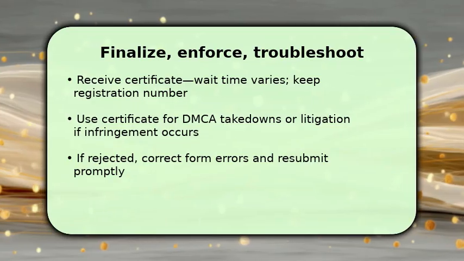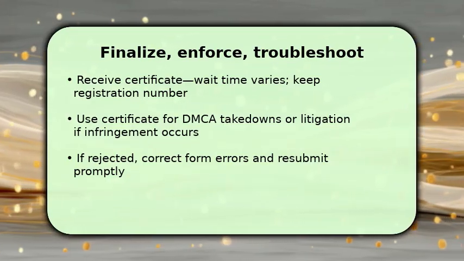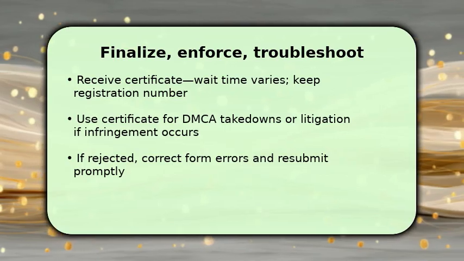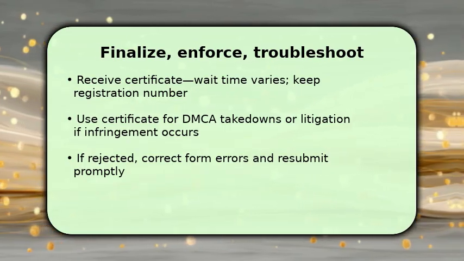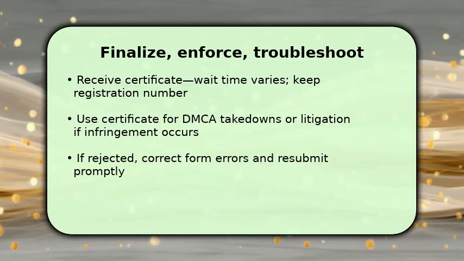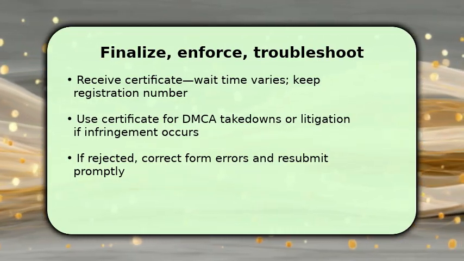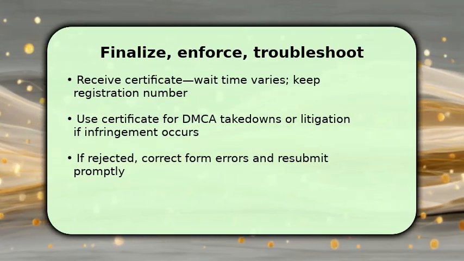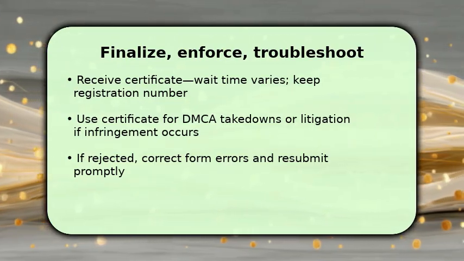After submission, the Copyright Office reviews and issues a certificate when approved. This certificate is what gives you statutory damages and attorney fees in court, so it's indispensable. Once granted, use the registration number for DMCA takedown notices and to demand removal from platforms or to file suit.